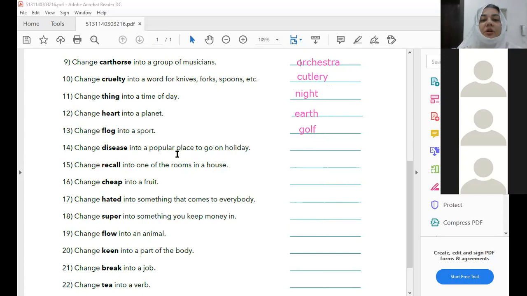Change disease into a popular place to go on holiday. Seaside. Ajwa, so you are not able to connect, my dear. Okay, just see this.